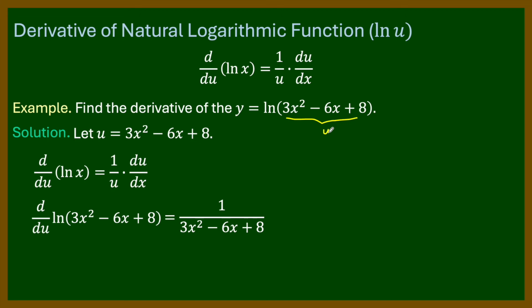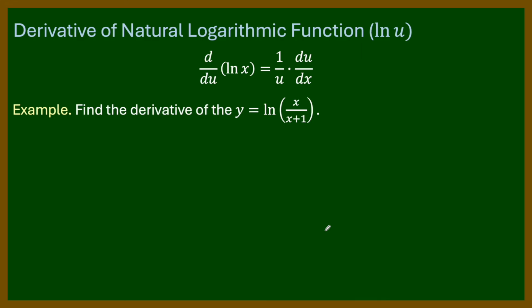So, simply apply the power rule, and then the sum and difference rule. We will obtain 6x for this term, and the derivative of this term is negative 6. We don't care about the derivative of 8 since this is only equal to 0. And then, multiply this fraction to this term. We will have 6x minus 6 all over 3x squared minus 6x plus 8. And it represents now the final answer.